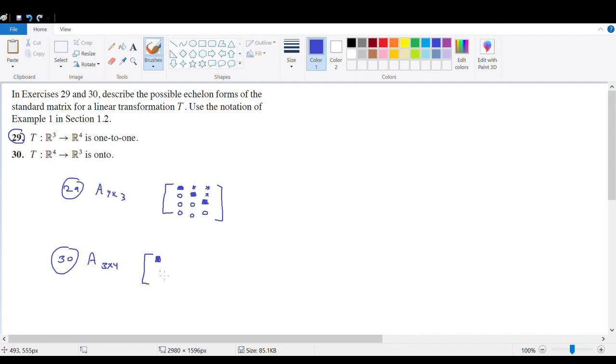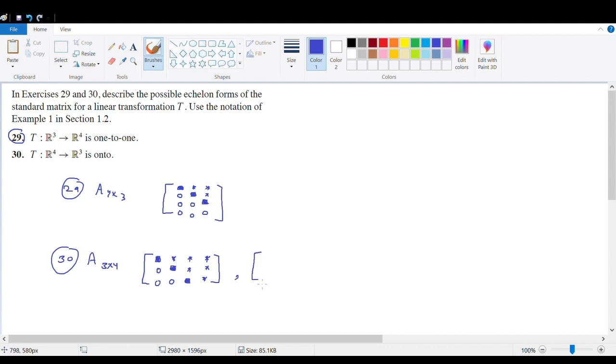Here we have a pivot, then 0, 0. We have a star, another pivot, 0. We have a star, star. We have a pivot. For the last column, we may have any value. So this one is onto, since we have a pivot in every row.